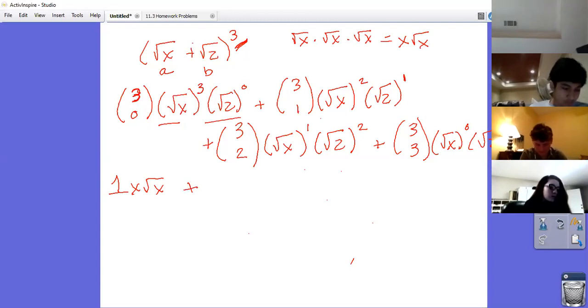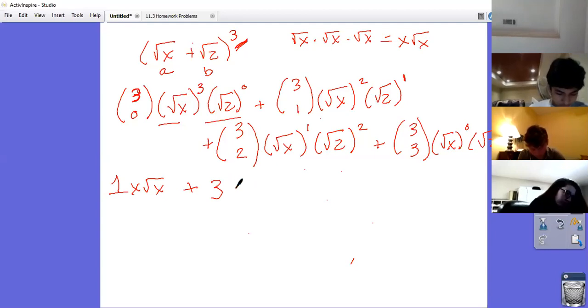All right, and then 3 choose 1. So you hit 3 in your calculator, math. And you get 3. And then the square root of x squared is just x. And then you have the square root of 2 to the first power, which is just the square root of 2. And guys, we're going to go back in and clean this up. So I'm just going to leave it like that for now.